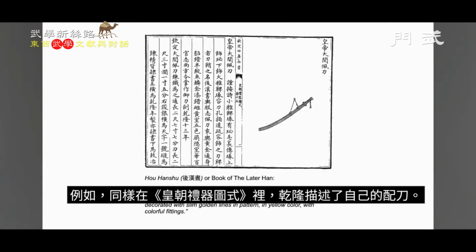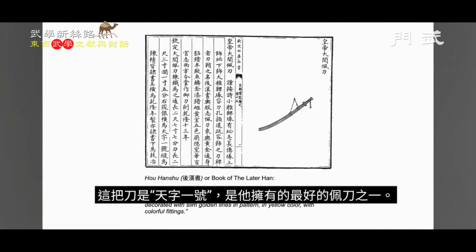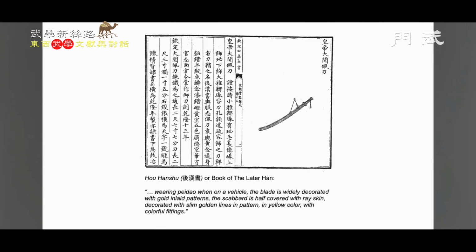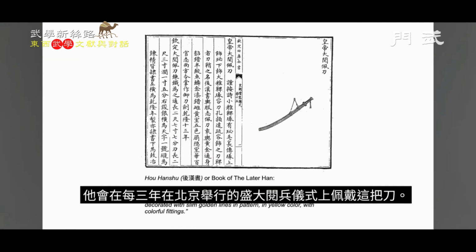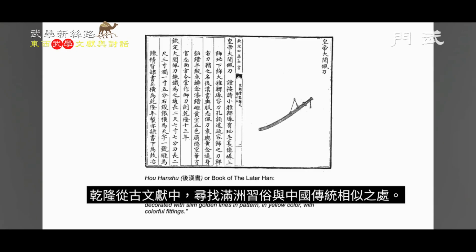So, for example, in the same work, the same Qianlong Tushe, he describes his own saber. This is Heaven Series number 1 of the best sabers he had. This is the sword that he would wear at the Grand Review of the Troops, a great martial spectacle held in Beijing every 3 years. What he did was he dug through old texts to find parallels between Manchu custom and Chinese tradition.